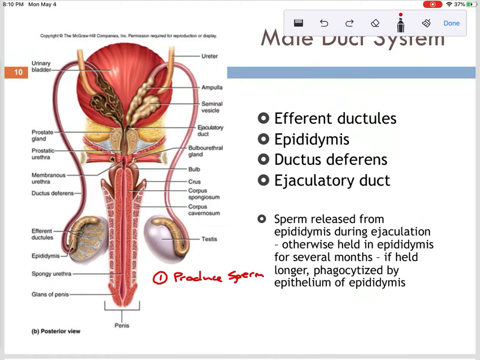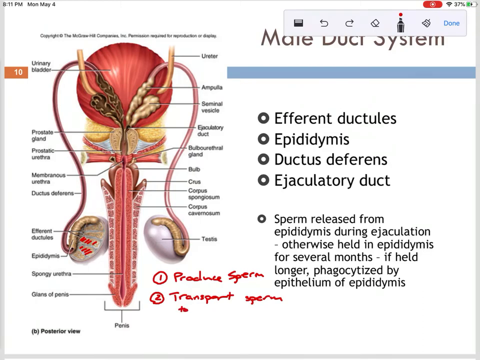If we were to separate the physiology of the male reproductive system, we could talk about the functions of this reproductive system in steps. And the first step would be that this system has to produce sperm. So we're talking about functions of the male reproductive system. Well, the first function is it has to produce sperm. And we know where that happens. That happens inside the seminiferous tubules, these little coils inside the testes.